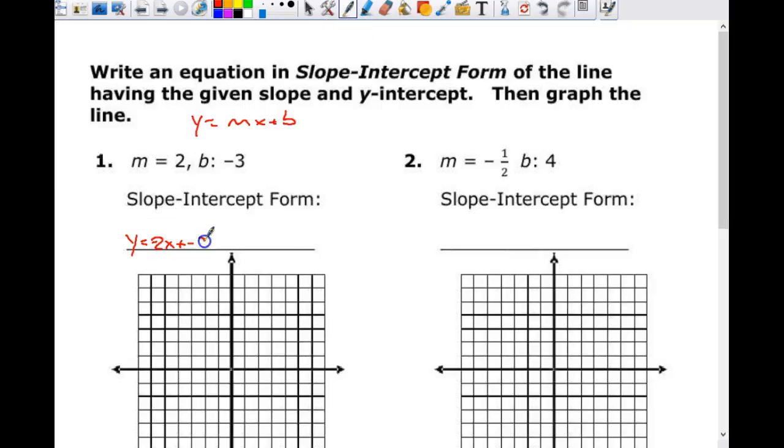2x plus -3, which is the same as 2x minus 3. So how do you graph this? You start with your y-intercept. Your y-intercept is going to be at 0, -3. That's what that tells you. You have a rise of 2 and a run of 1. Rise over run. So, rise 2 over 1. You keep doing it. Rise 2 over 1.